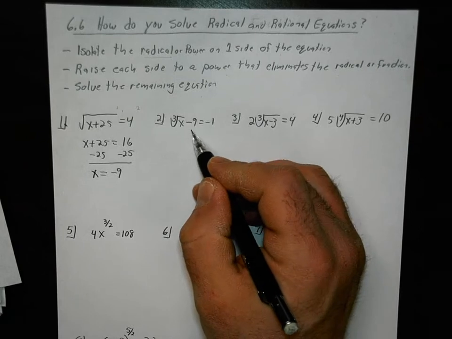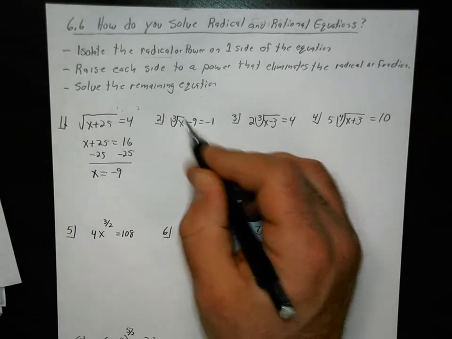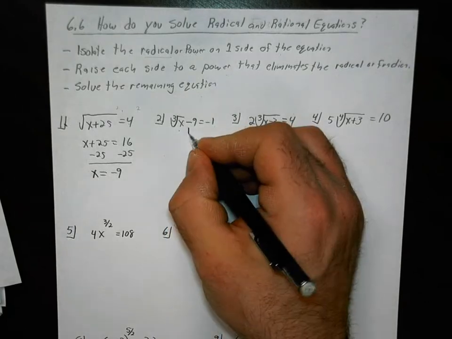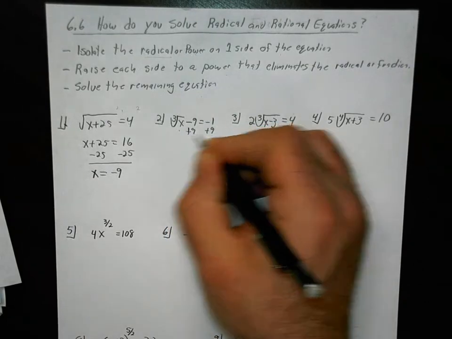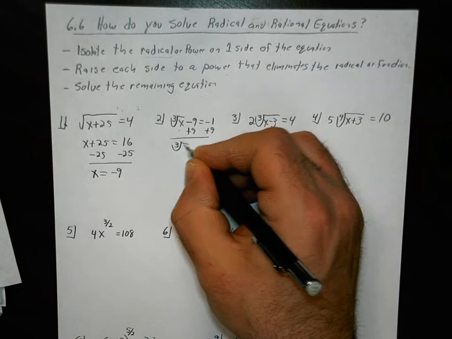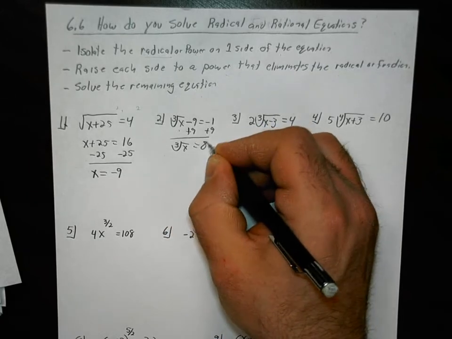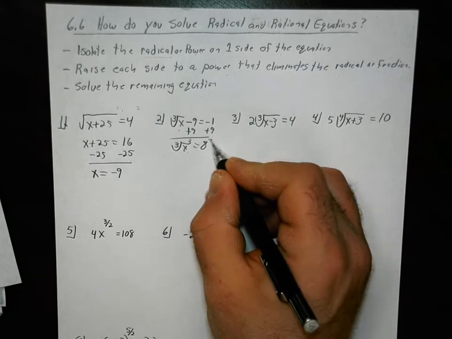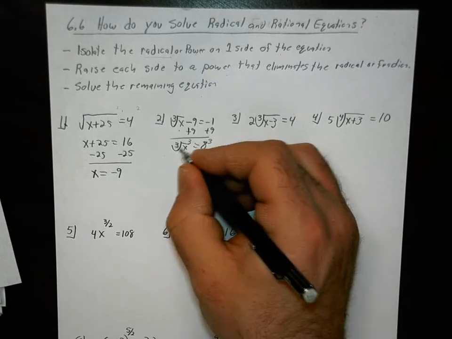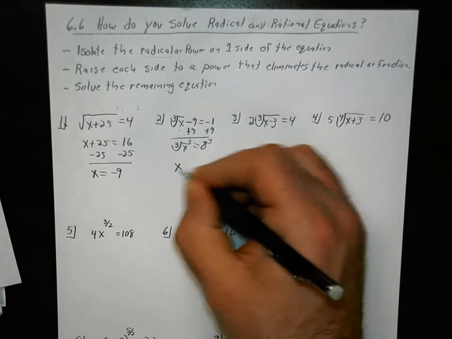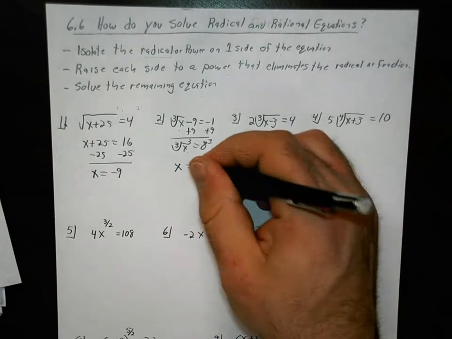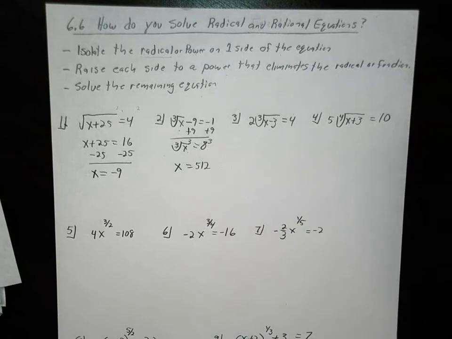Okay, so second one, I want to isolate the radical, so I have to add 9 to both sides first. Get that out of there. So I get the cube root of x equals 8. Now how do I undo cube root? I cube both sides. And that's going to cancel that out. 8 cubed, and leave it as 8 cubed. 8 cubed is 512. Calculate it on the calculator.